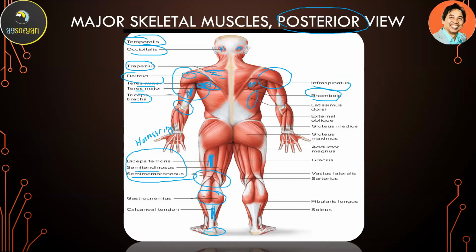Latissimus dorsi, this is on the back of our body. It's a big muscle that we use for sit up and stand up, for example. This is the muscle that keeps our body stabilized during standing up or sitting down. External oblique, we see it from the front area also.